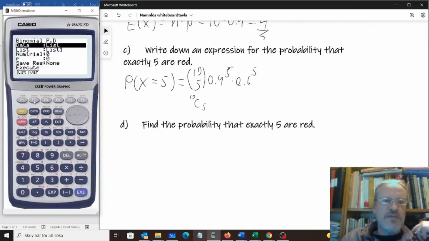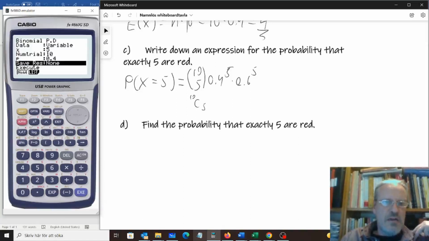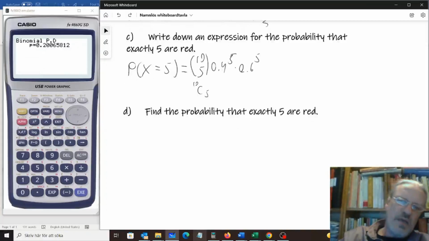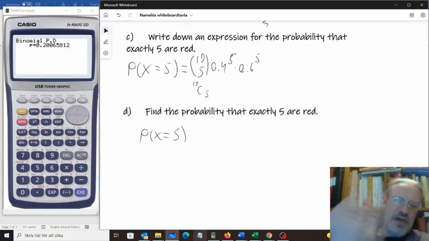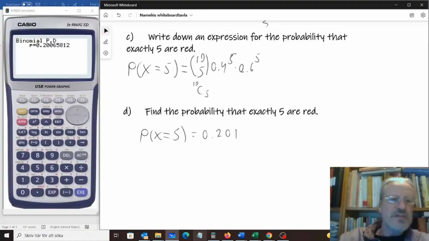I will change this to var, and x is the number of successes, that would be 5. Number of trials, that is the number of candies, that would be 10. The probability to get a success, that was 0.4. And let's calculate this. And we find that the probability that x is 5, in other words, we get 5 reds, is 0.2000, or 201 if we round to 3 significant figures.